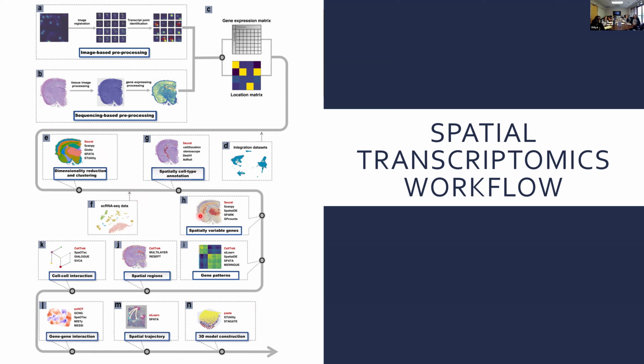But you're doing things like dimensionality reduction and clustering, just like in single cell RNA-seq data. But now you can identify which genes are spatially variable, not just variable between populations in a dimensionality reduced visualization. You can do cell-cell interaction and trajectory analysis, that sort of thing.